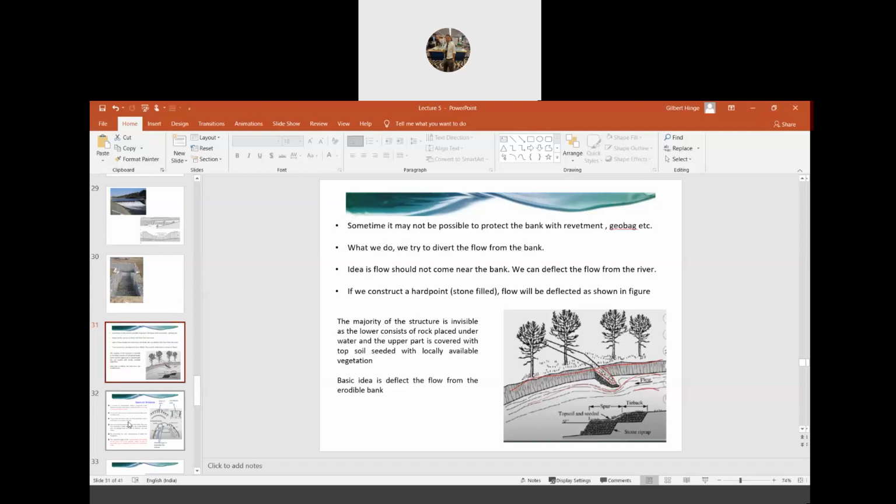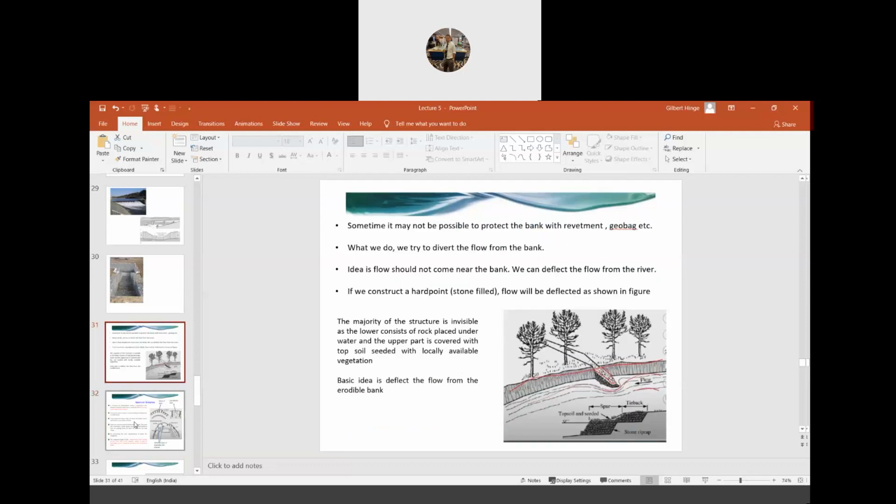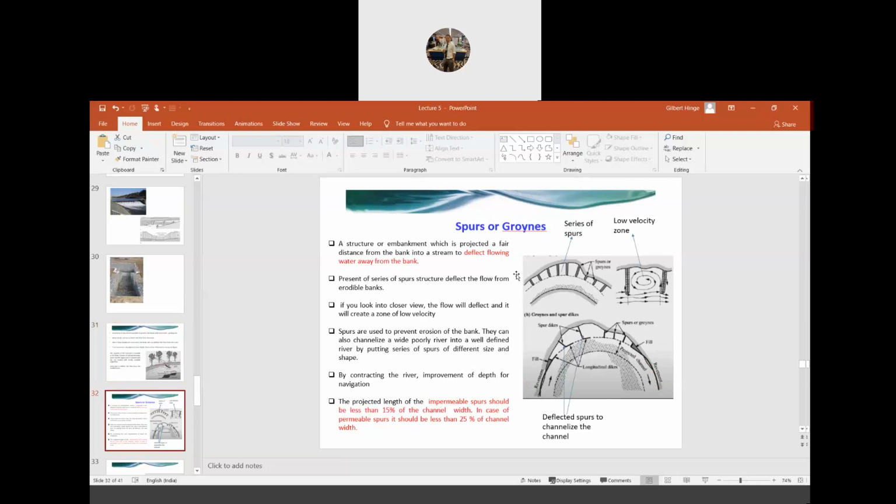So let us go in detail about this. This kind of structure or embankment, which is projected at a fair distance from the bank into a stream in order to deflect the flowing water, is called a spur or groin. These are very popular structures whereby we protect the bank of a river. These structures used to deflect the water are called spurs or groins.